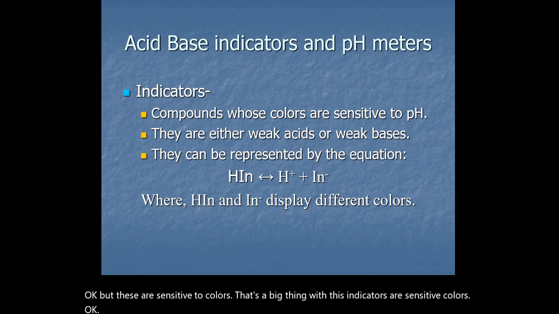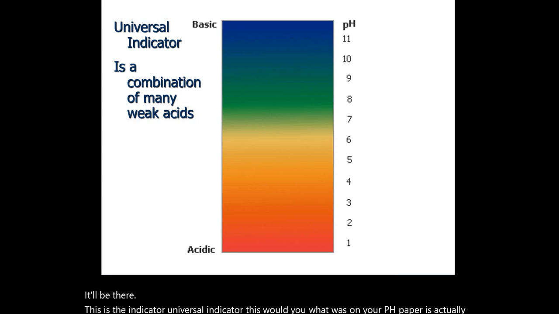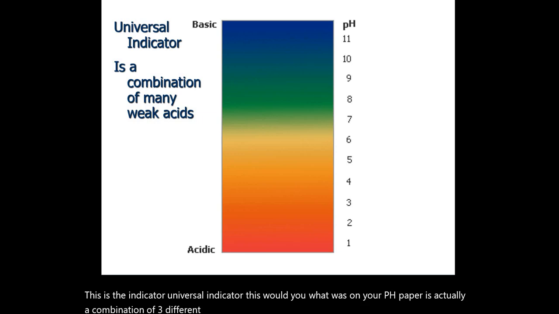Again, I will post this up online, so if you want to go back over it, if I go too fast, because I'm trying to get us in lab, it'll be there. This is the universal indicator. This was what was on your pH paper. It's actually a combination of like 3 different chemicals, and it gives us a wide range of colors so we can quickly tell what's going on.